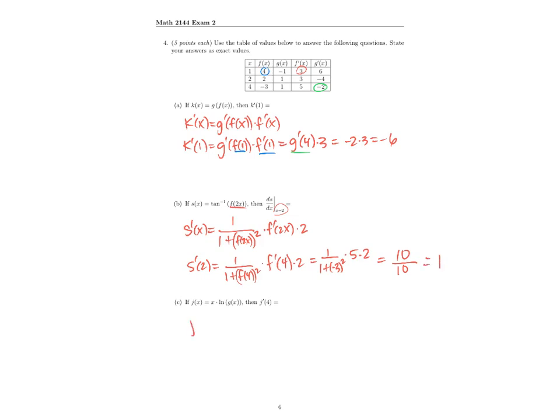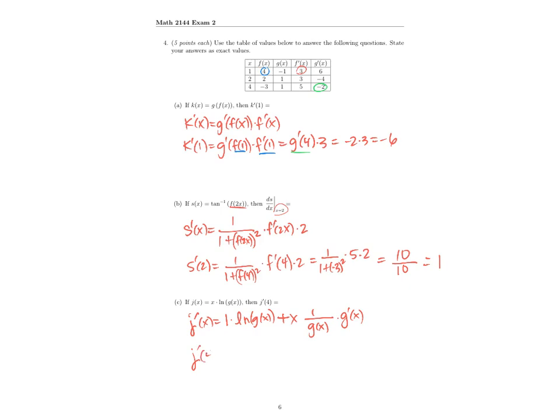Okay, what about j prime? Again, I need to use the product rule and chain rule. So first we'll do the derivative of the first function, which is 1. We'll leave the second function alone. And then plus, leave the first function alone, and then the derivative of the second function. The derivative of the natural log part is 1 over, leave the inside alone, and then times the derivative of the inside. Okay, and so we want to evaluate that at 4.